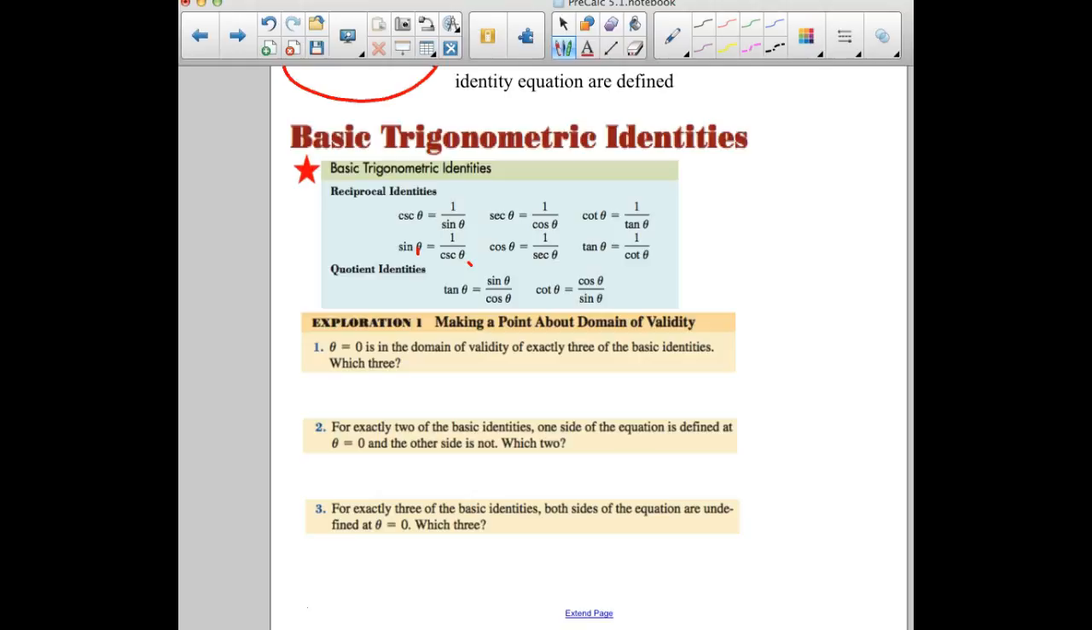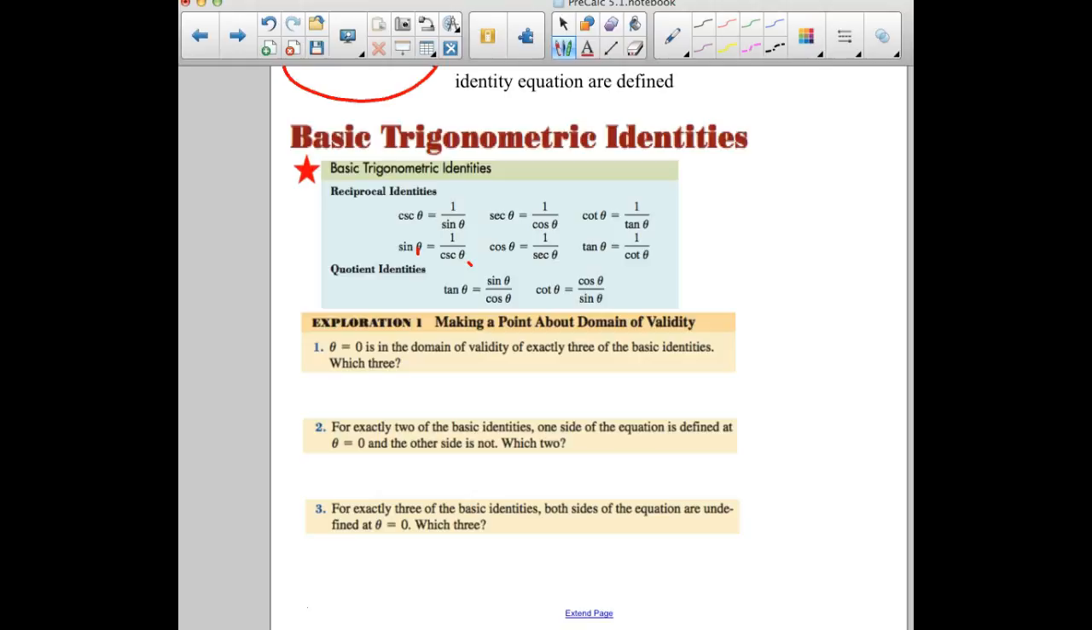The quotient identities are the combinations, and we've talked about those again in chapter 4, where tangent is defined to be sine of theta over cosine of theta, or y over x, and cotangent is the reciprocal of that, so cosine over sine, or x over y.